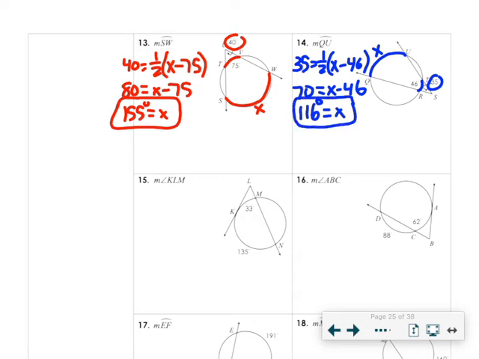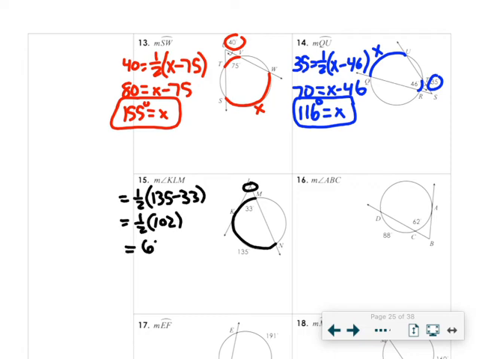Okay, this one's back to asking for the outside angle. This one doesn't really have anything different about it. This is the angle we want. We know that this is 33. We know that this is 135. So we're just going to subtract those. 1/2 of big minus little. 135 minus 33. This is 1/2 of 102. So our answer is 51 degrees.